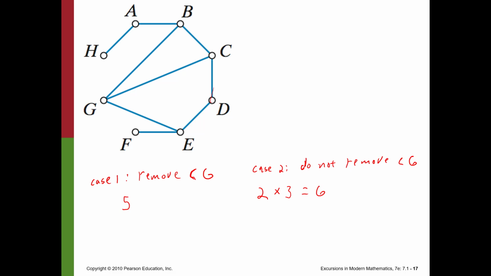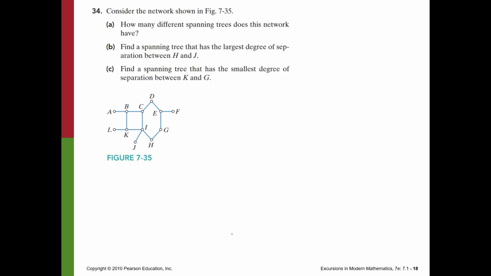So you broke this down into two separate cases. One in which you removed CG, and there's 5 ways to do that. And one in which you did not remove CG, and that was 6 ways to do that. And that's all the different ways, right? And so then 5 plus 6 is 11. So there's 11 different trees that you can make out of this. Right? So again, try the next problem. Pause the video, try the problem, and then go from there.